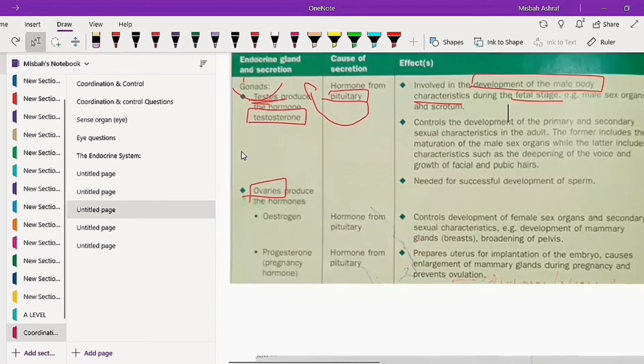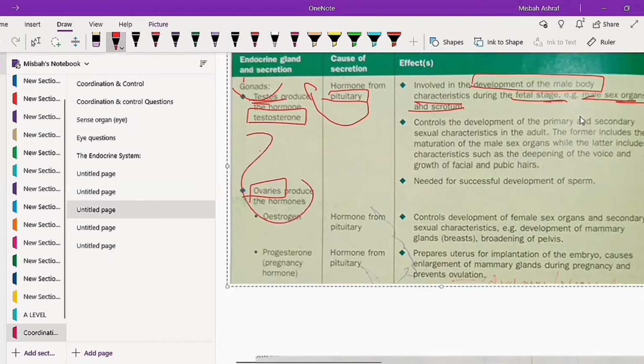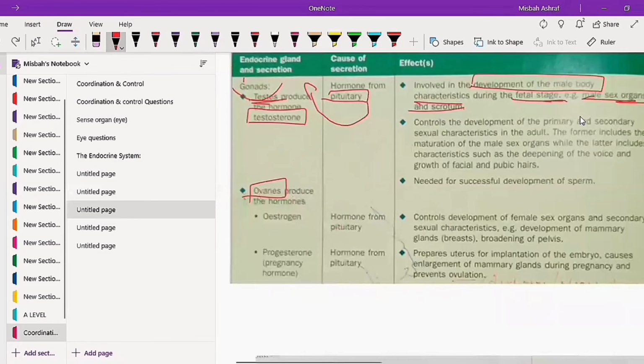This is the first function: development of the male body, right? During the fetal stage. Fetal stage means when the baby boy is being formed inside the body of the mother. Then the male sex organs and scrotum are formed. The male sex organs are the testes, right? And what is the scrotum? These testes are present in a bag of skin, right? These are the testes, circular, and these are present in a bag of skin, which we call the scrotum. This is the membrane in which the reproductive organs are present. Scrotum is their outer covering, a bag of skin, into which these testes, the male sex organs, are present.